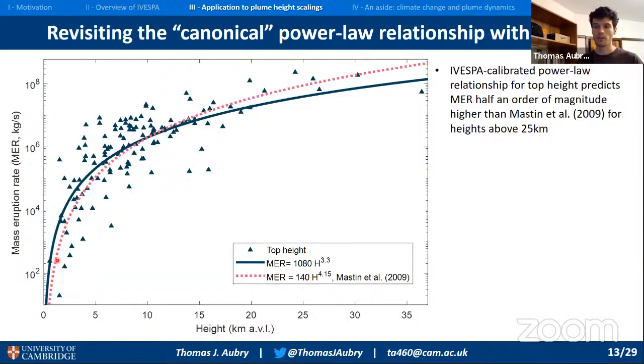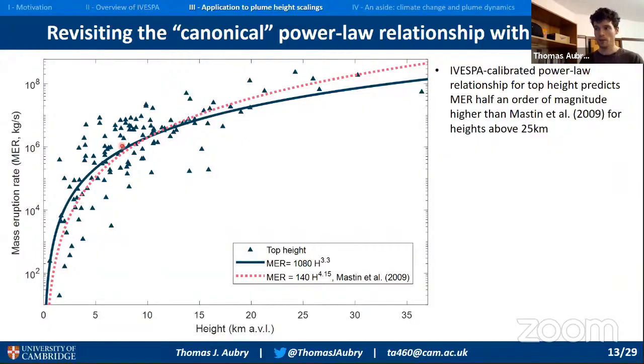This is a power law relationship between mass eruption rate and plume height, which is applied by many volcanologists and very commonly in dispersion models. Here I chose to show the mass eruption rate as a function of the height, precisely because that's the way it's commonly applied in dispersion models, meaning they have the height available and want to retrieve the mass eruption rate. All the triangles are events from IVESPA. I didn't include uncertainty just because the graph would become a bit busier, but we do have uncertainty on this.